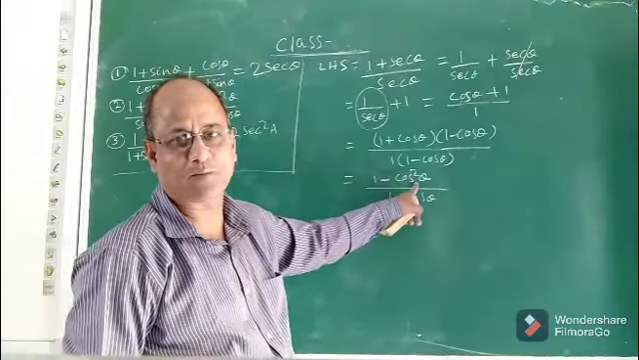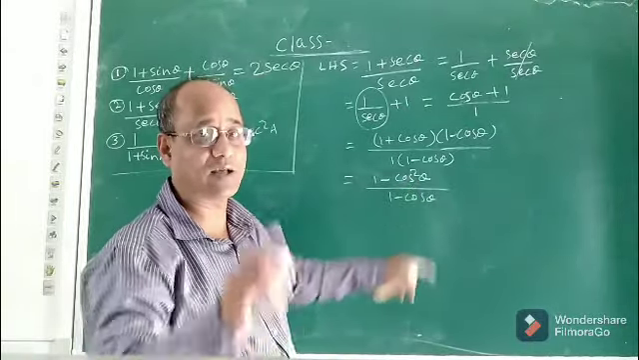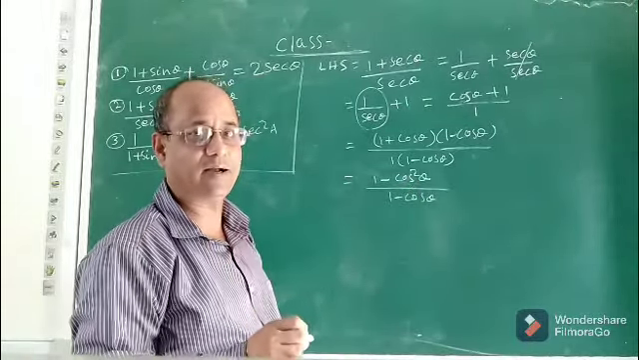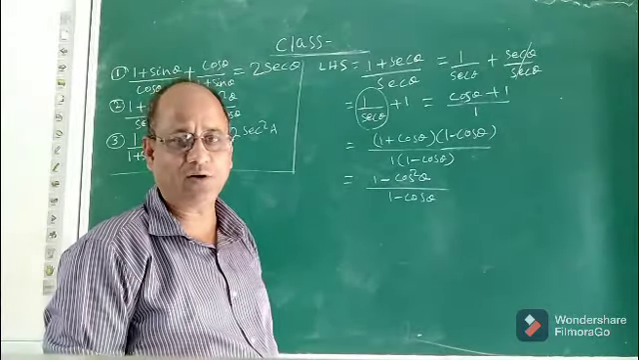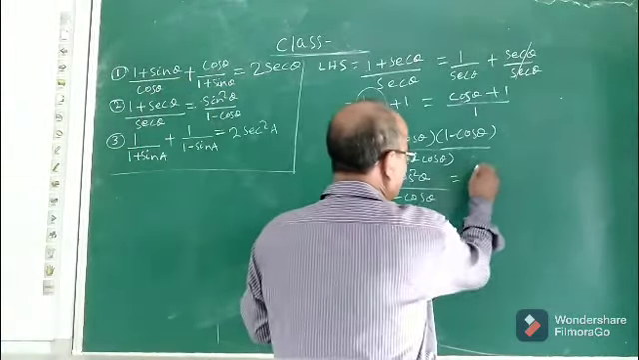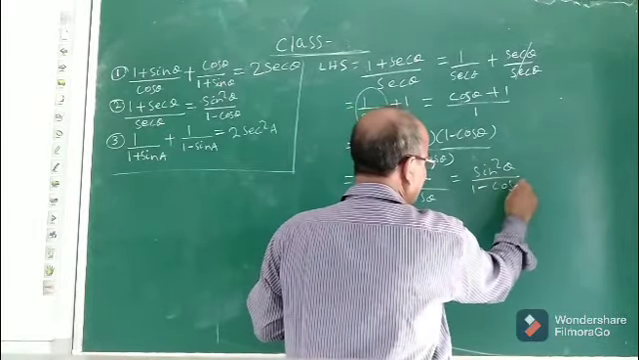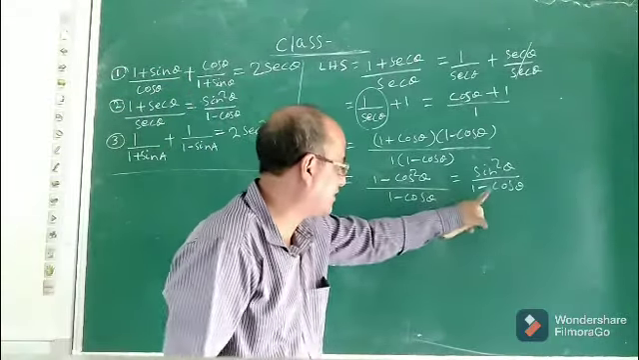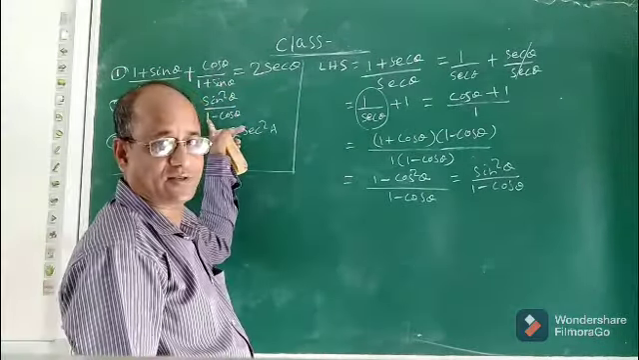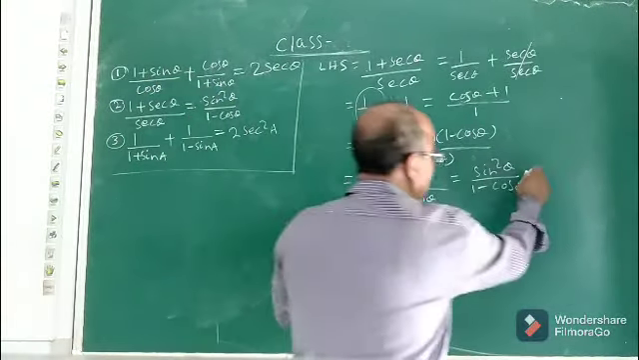And what is the formula of 1 minus cos square theta? Recall, while discussing sin square theta plus cos square theta equal to 1, I had told you the sub identity. 1 minus cos square theta will be equal to how much? It will be equal to sin square theta. So this is sin square theta divided by 1 minus cos theta. And look, is it your RHS? What I have got here, is it the RHS in the given question? The answer is clearly yes. So LHS equals RHS.